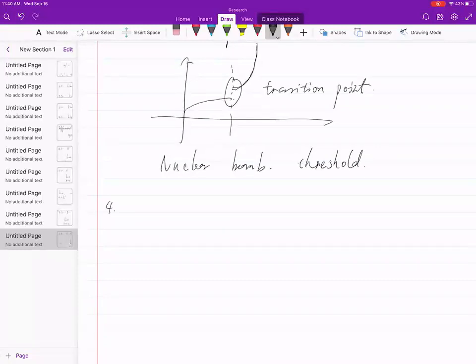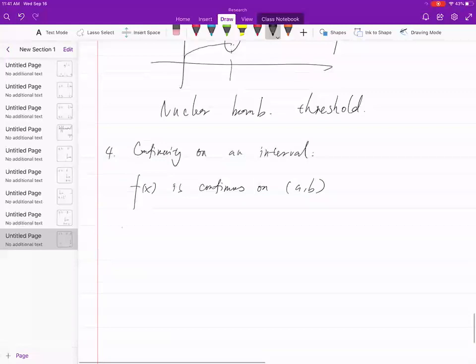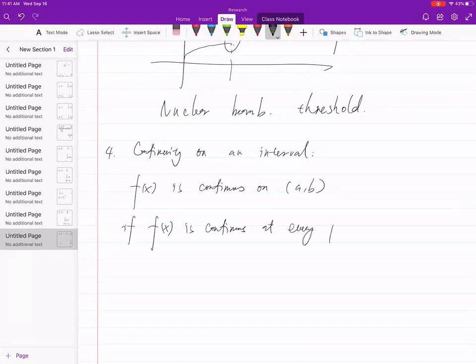All right. Now number 4. Now we want to talk about continuity on an interval. What do we mean by f(x) is continuous on an interval (a, b)? It means it is continuous at every point in (a, b).